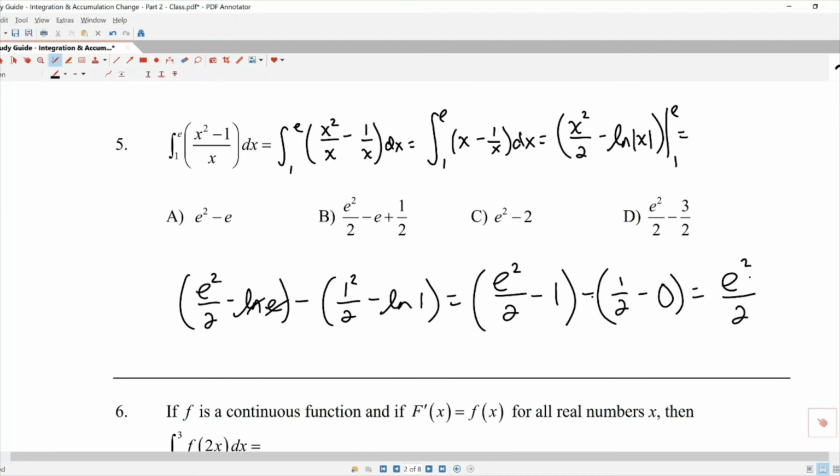Negative 1 minus 1/2 is negative 1.5. So I get e squared minus 3 over 2. And that ends question number 5.